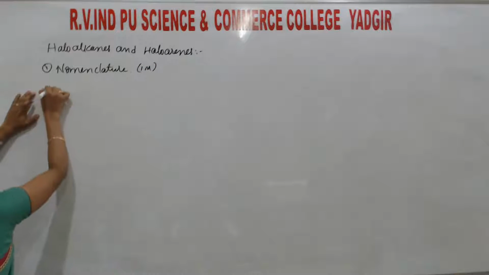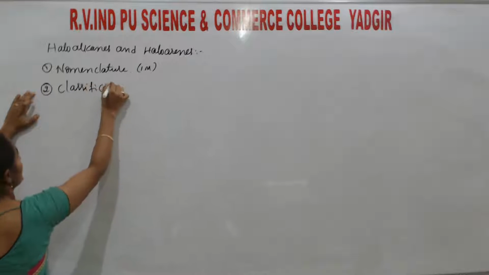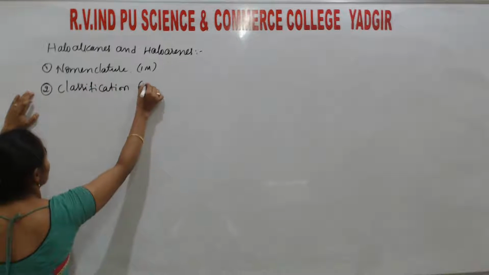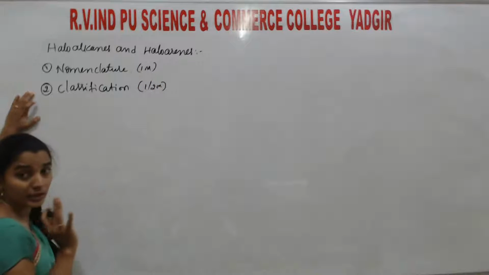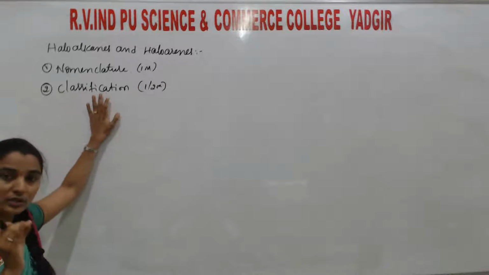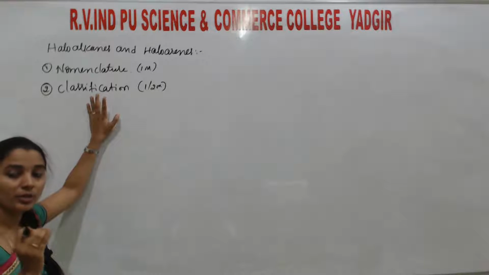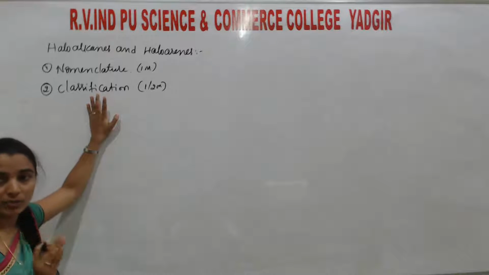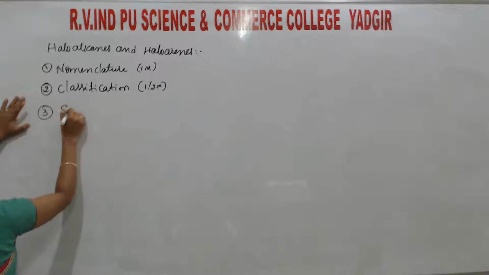Nomenclature. Second one is classification. Of course, this I will also explain later. This may be 1 or 2 marks possibility. Nomenclature and classification I will explain after completion of the repetition of each and every chapter. Okay? Next, the third one is very important.